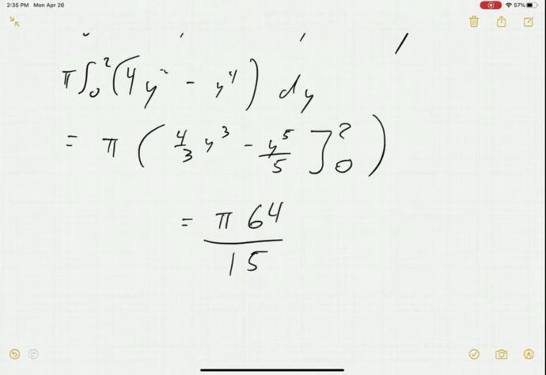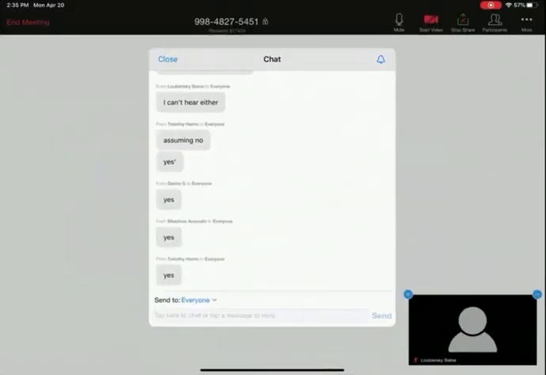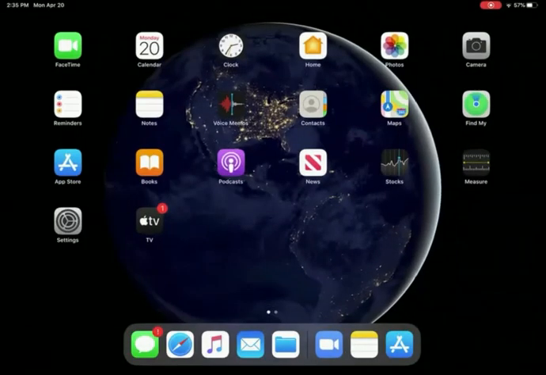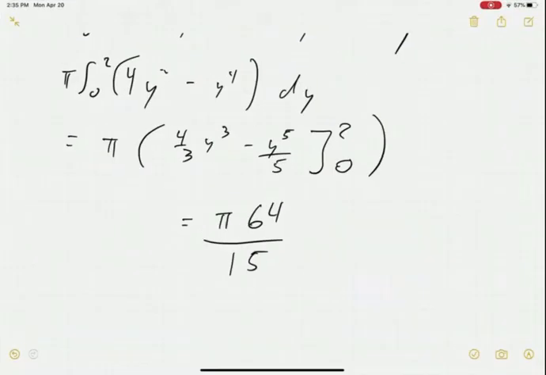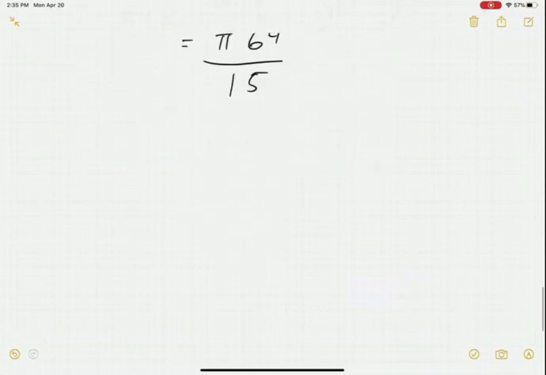Any questions? Let me just check Zoom. Okay, no questions. Let me see if my computer's back online. It is not. All right, so I will continue on the iPad.